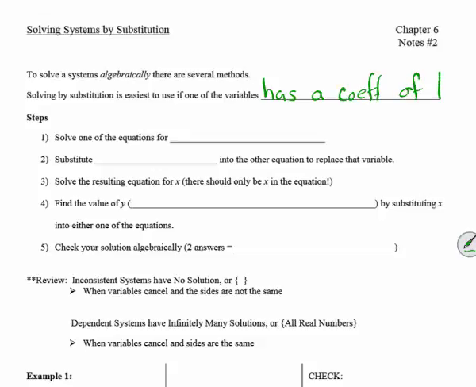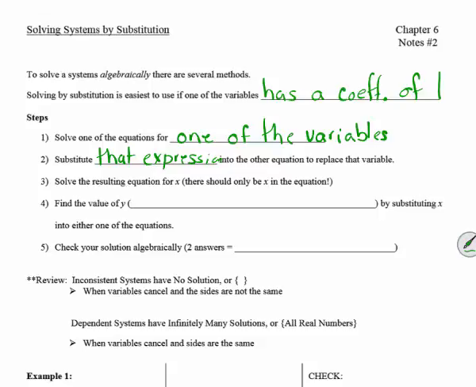And remember, if it has a coefficient of 1, it means it's just not written down, but you're still going to see the variable there. In order to do this, we're going to solve one of the equations for one of the variables. They're usually x and y, but it can really be anything. So you're going to have either x equals or y equals. Then you're going to substitute that expression into the other equation.